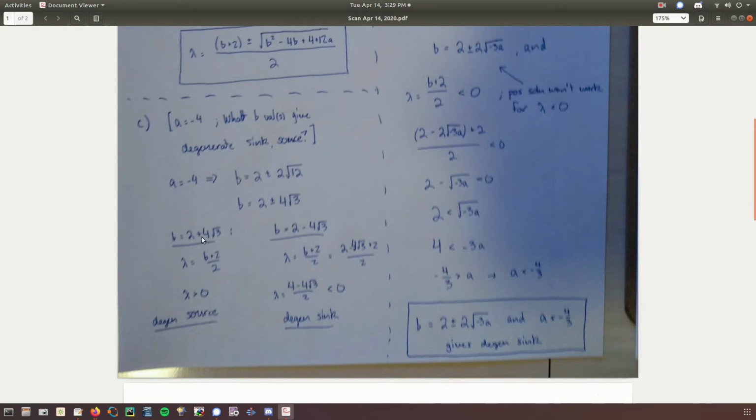If I consider the positive route here, I can see that with my lambda being (b plus 2) over 2, I am going to get positive lambdas. So if a is negative 4, I should be getting a degenerate source.